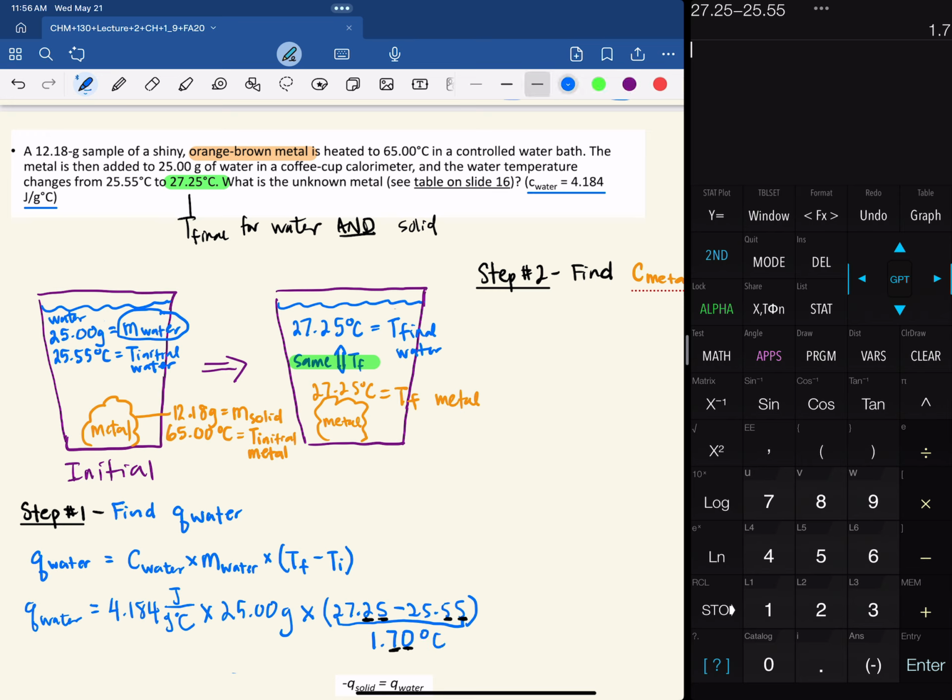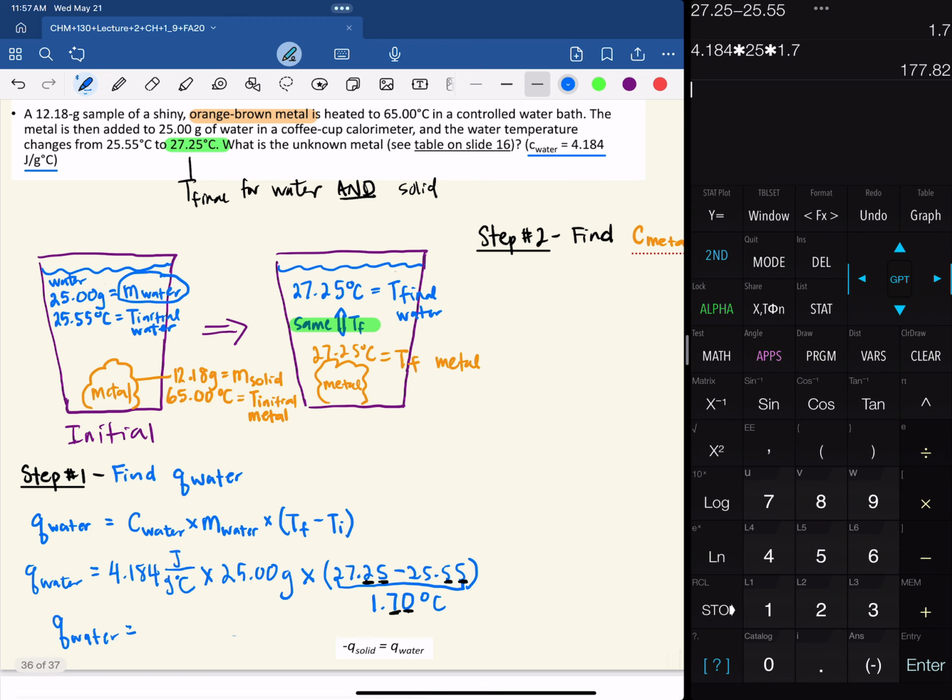All right, so to find Q water, we're just going to multiply our numbers together. So we're going to get 4.184 times our 25 times our 1.7. Okay, the calculator won't give you the correct number of sig figs, so I usually just drop the 0 and then just go back and fix the sig figs at the very end. So I get 177.82.